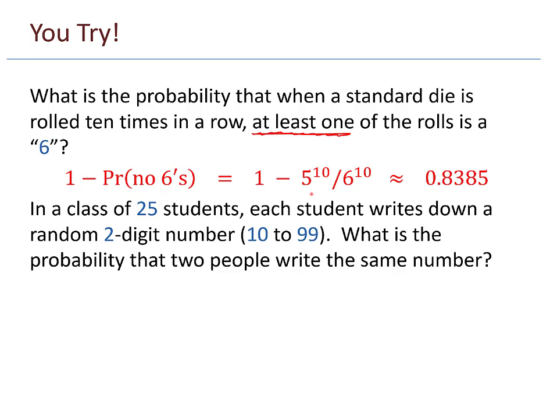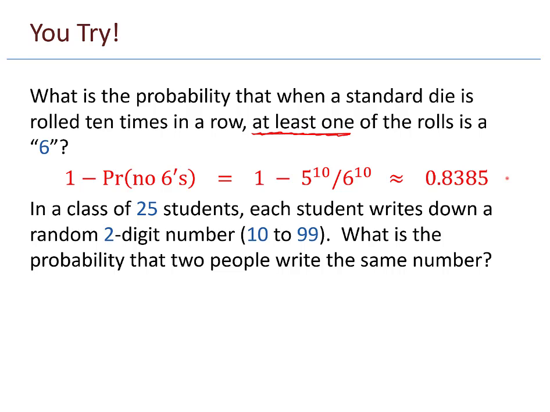So the probability that there are no 6s means that every time I roll, I get something other than a 6. So 5 possibilities, 5 to the 10th, divided by all the possibilities, 6 to the 10. So 1 minus 5 to the 10 over 6 to the 10 ends up being about 0.8385. So a little bit more than 83%.